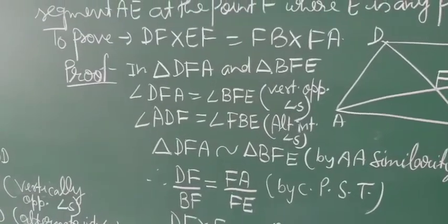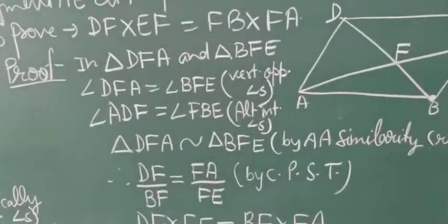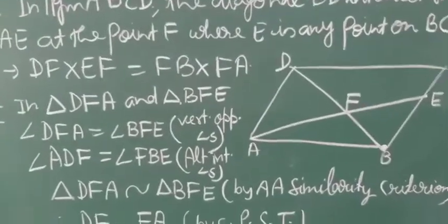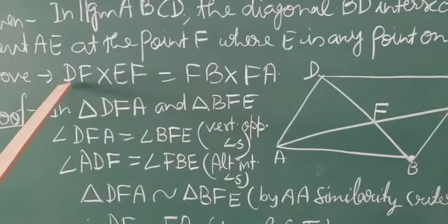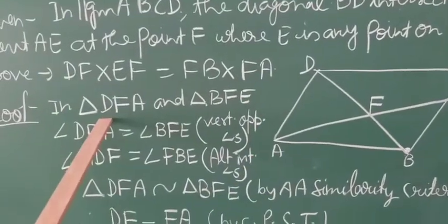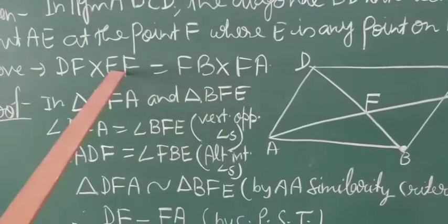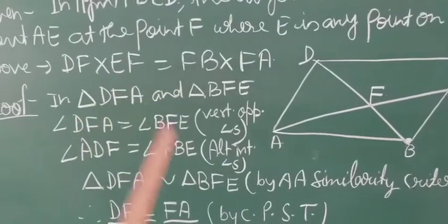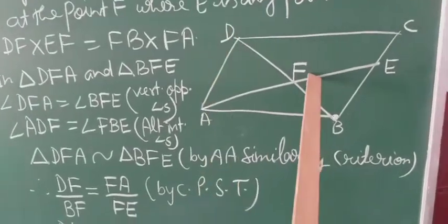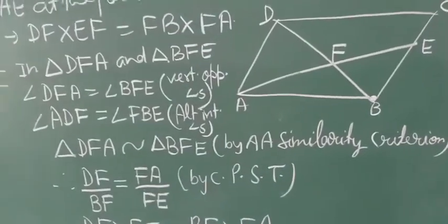DF, EF, FB, FA. This kind of question will be solved by the similar triangle method. So how can we find out which triangles we have to make similar? We can take from the question, students. We need DF and FA, so triangle DFA. We need FB and FE, so triangle BFE. Okay students, in triangle DFA and triangle BFE, let us show them similar.